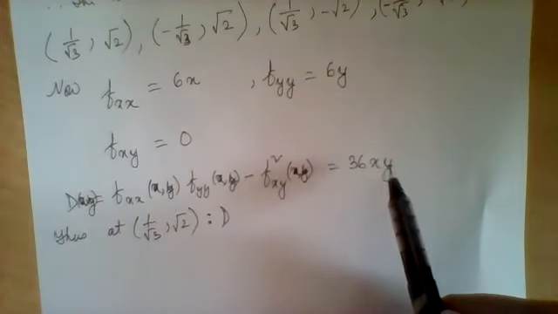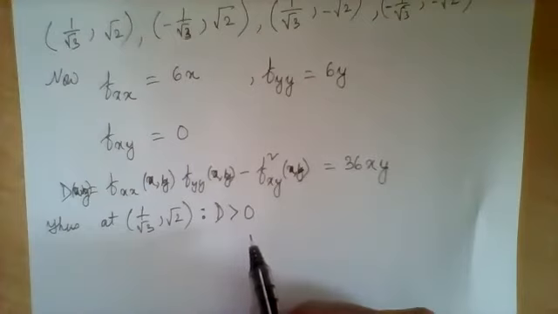1 by root 3 and root 2, both of these are positive numbers. So 36 multiplied by a positive number is again a positive number. So D is greater than 0. What is important is not the value of D, but the sign of D. So D is greater than 0. This is our saddle point test.